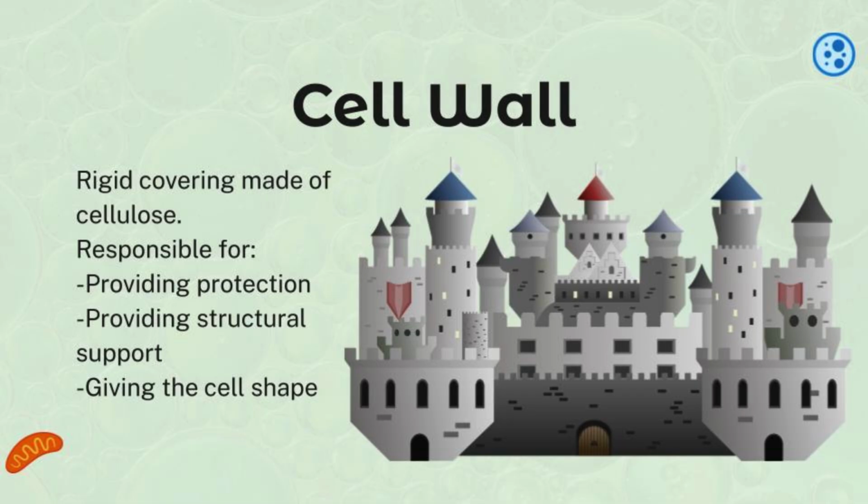Cell walls are made of cellulose. They're very, very rigid. They provide protection, structural support, and give the cell shape. So think of castle walls.